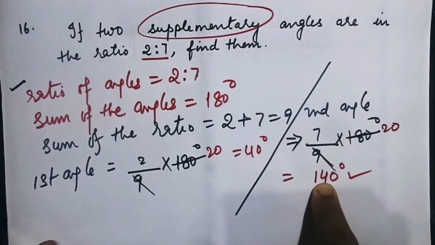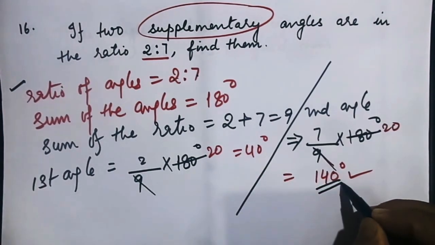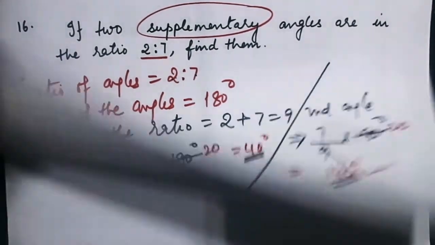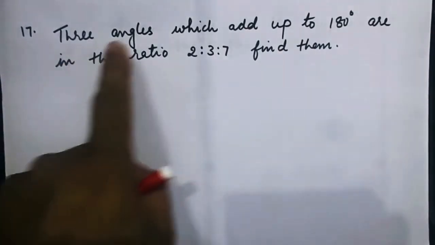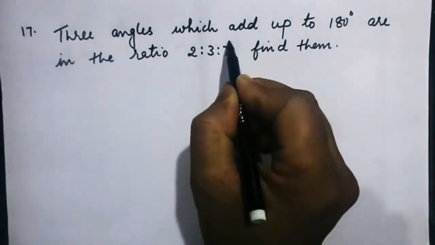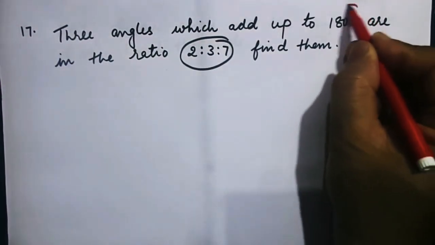Just see, 140 plus 40 will be equal to how much? So 140 the second angle, and 40 the first angle is equal to 180. So we are right. Three angles which add up to 180 degree. Okay, this time they have given you three angles, and they have also given you that they are supplementary.